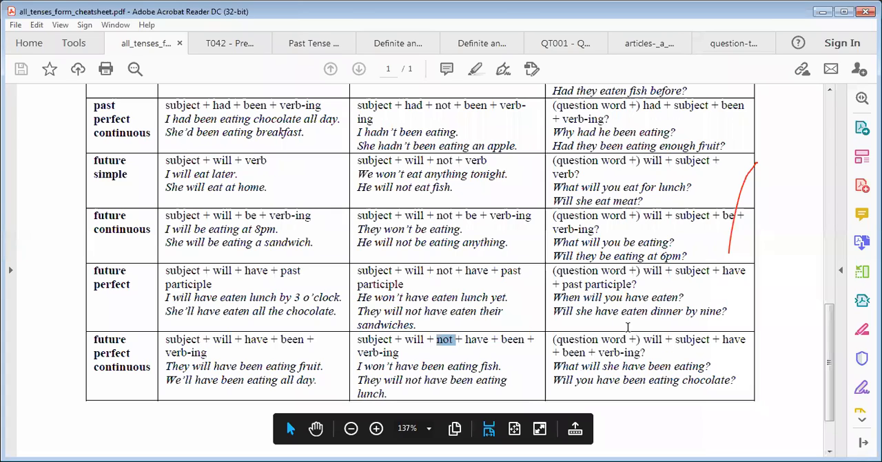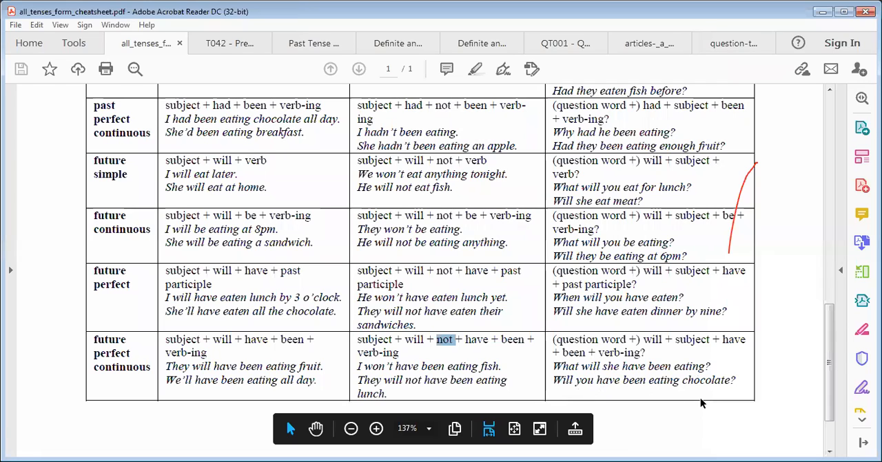And again, question word plus will plus subject plus have plus been plus verb plus ing. So see, subject, will, have, been, verb plus ing. What we are doing in the question, we are just swapping the places of subject and helping verb. Okay, what will she have been eating?